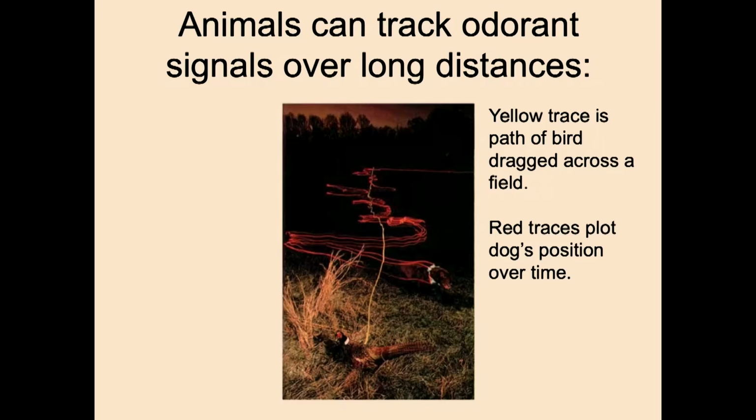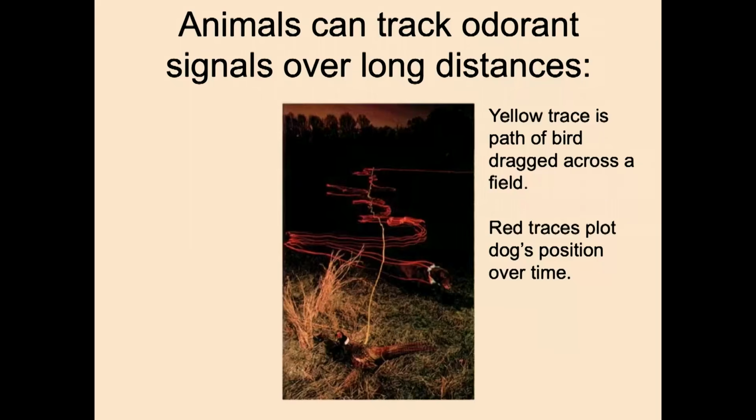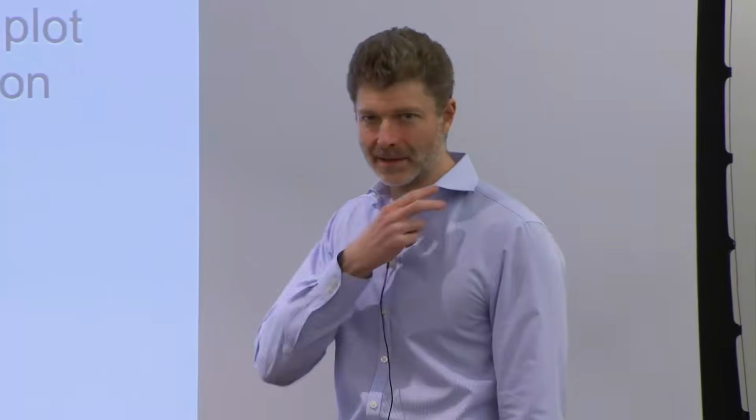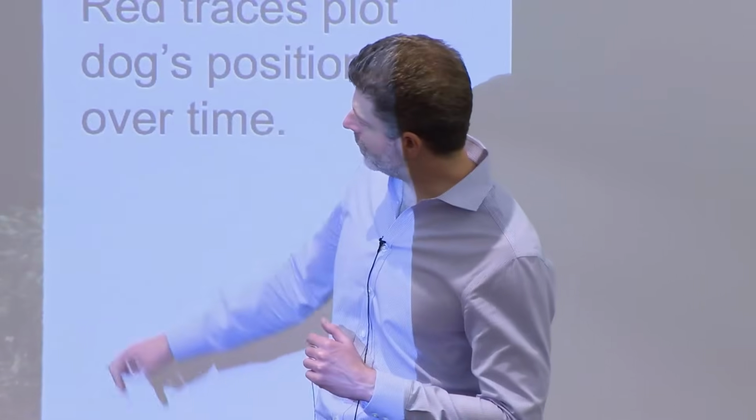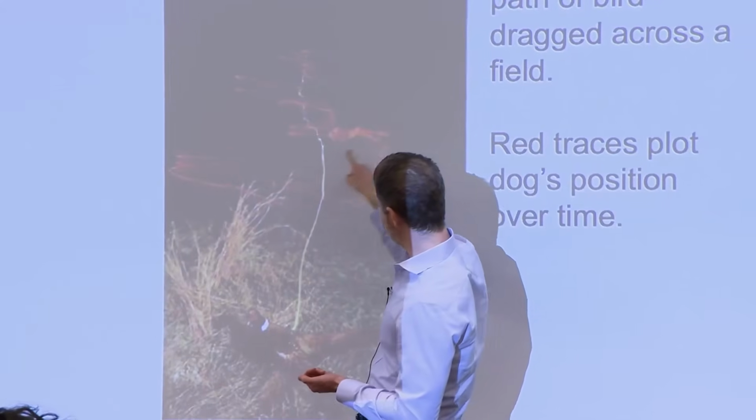I think this is from National Geographic from a long time ago, where there's a dog, okay, and a bird that was dragged across a field, and the dog has some lights on its collar. This is a time lapse photo. There's a yellow trace here that shows the path over which the bird was dragged across this field, and then the dog was trained to find animals, like in the context of hunting. So you can see the track of the dog over time, right? It's following the scent trace back and forth.